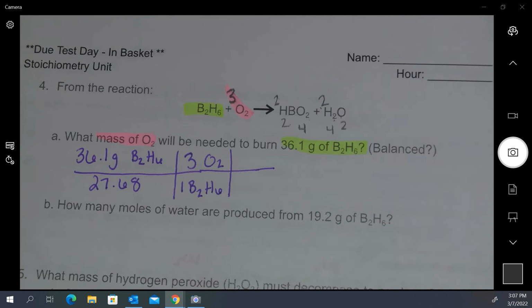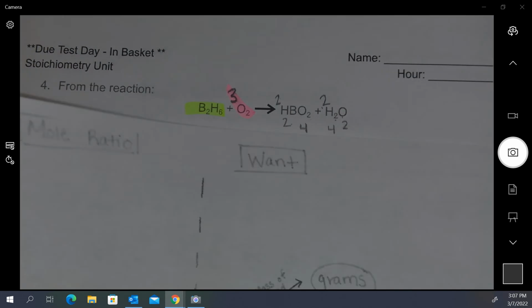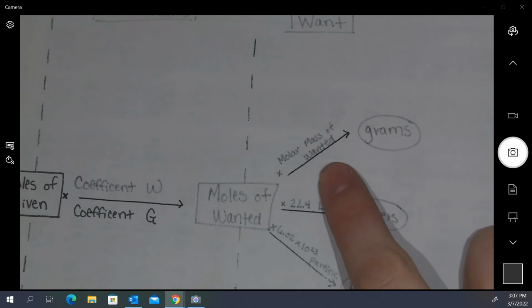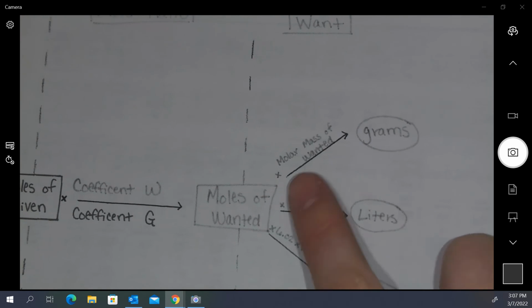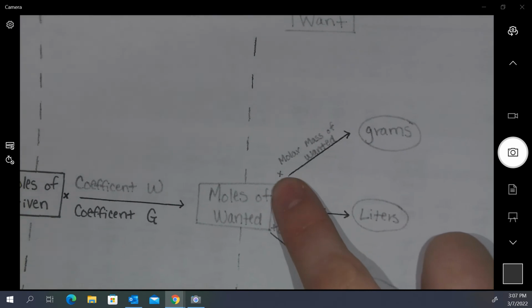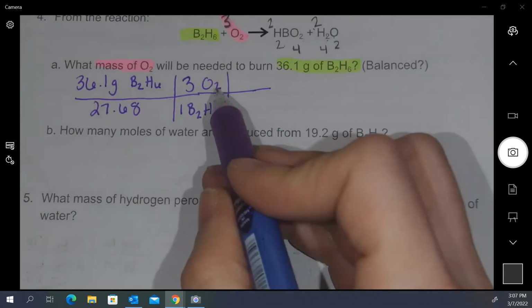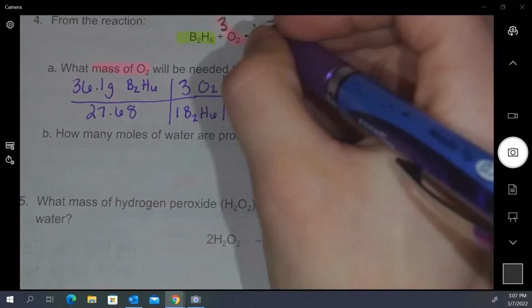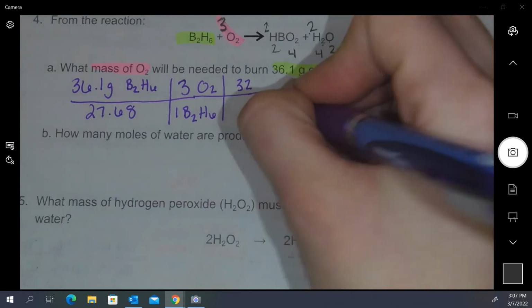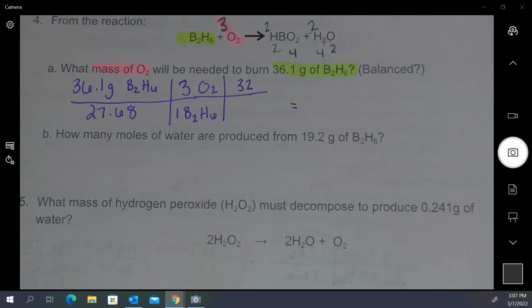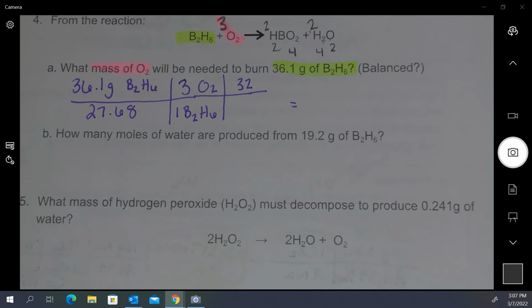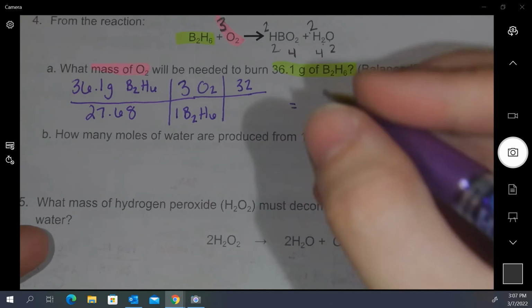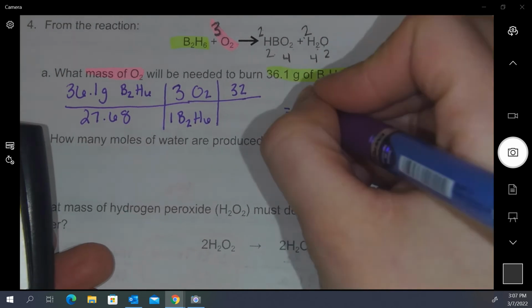Lastly, I want mass of O2. So what's my very last step if I want mass of O2? Not divide by, multiply by. Very good. We're going to multiply by the molar mass of what we want. We want O2. So 2 times 16 is 32. So 36.1 times 3 times 32 divided by 27.68. Yep. And I got 125.2.